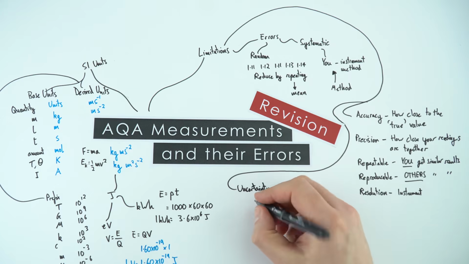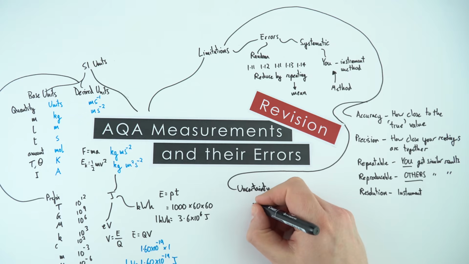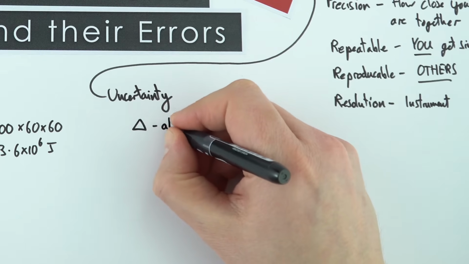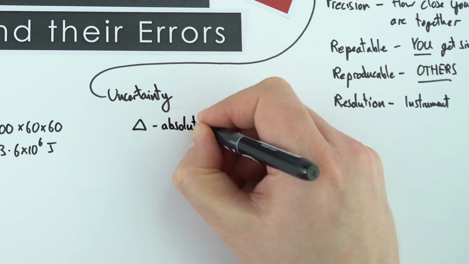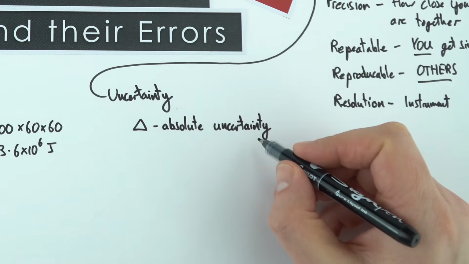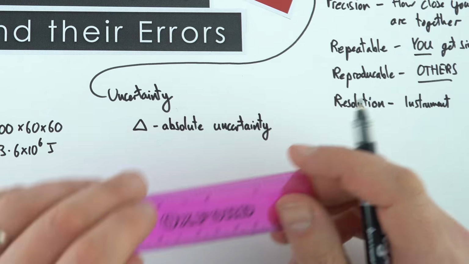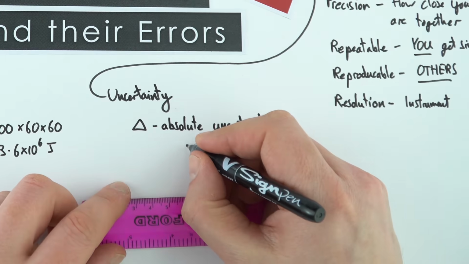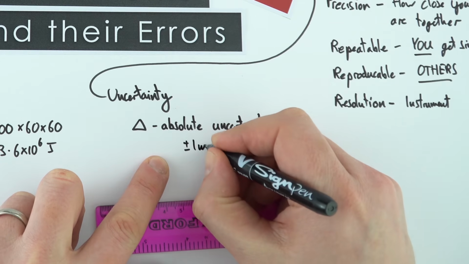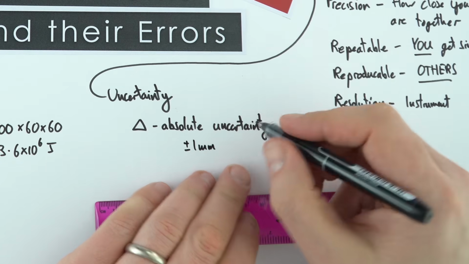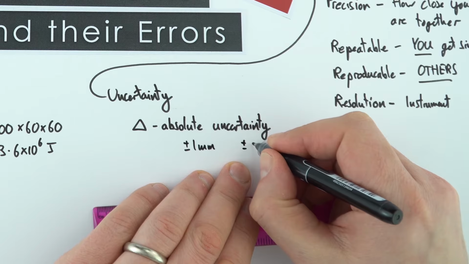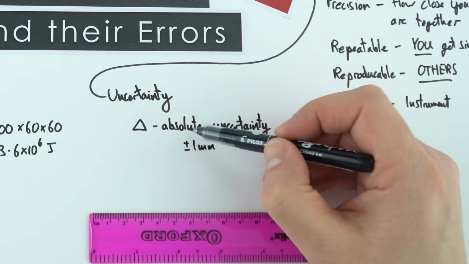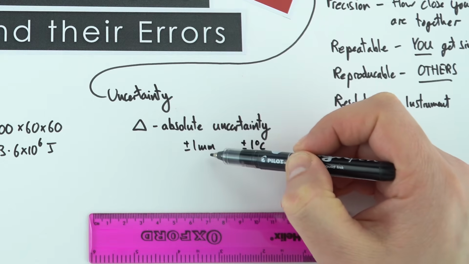Now, the way that AQA use it is they use a triangle for the sort of delta. And this is what they use to represent the absolute uncertainty in a reading. So for example, perhaps you're measuring the length of something, then we'd measure that uncertainty maybe as plus or minus 1 millimetre. Or perhaps you're looking at temperature and you're thinking about plus or minus 1 degree Celsius. Now when you're doing this, because it's the absolute uncertainty, it also has units as well.